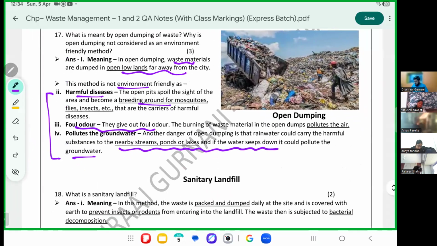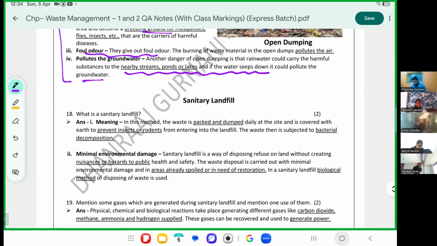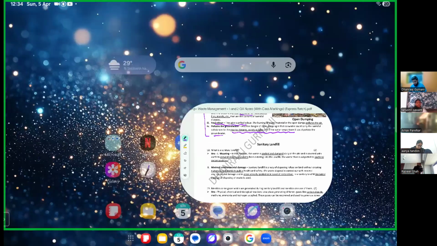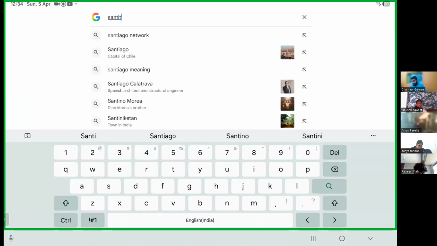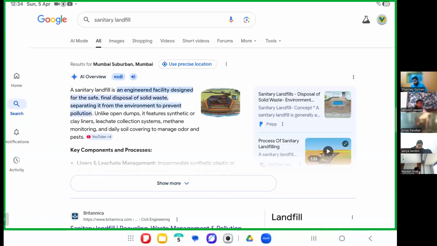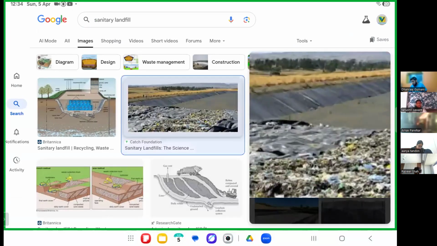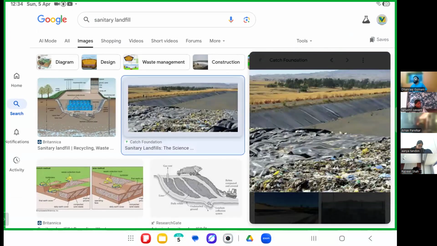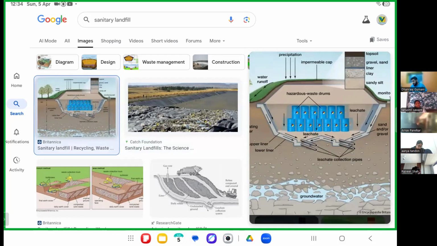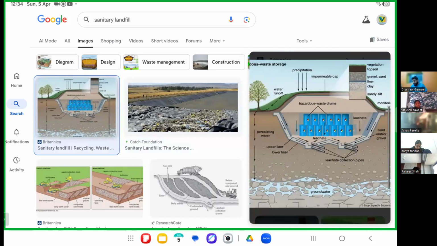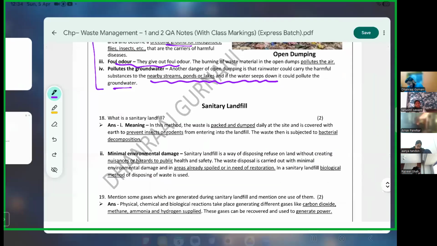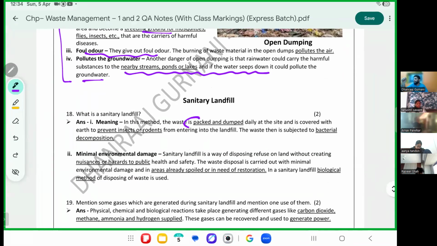Look at the photo of sanitary landfills. This is one method better than open dumping. If you see this photo clearly, it is not just dumping. You dump the waste inside the earth by tying it up. These are photos which can tell you that these are sanitary landfills. It is packed and dumped.